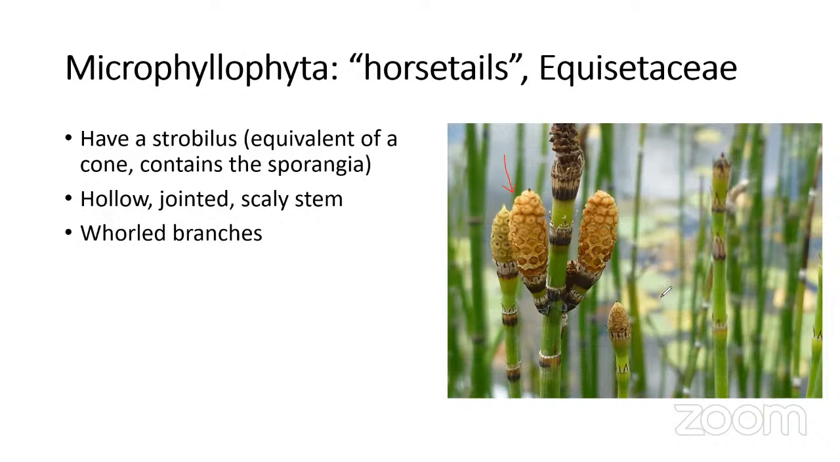And when we look at the stems, they're going to be hollow and they're going to have these kind of joints. And when we see branches or leaves coming off, they're going to come off those joints, those nodes, in a whorled arrangement. So we'll see examples of these in the future.